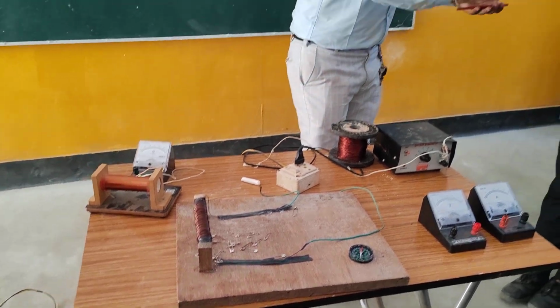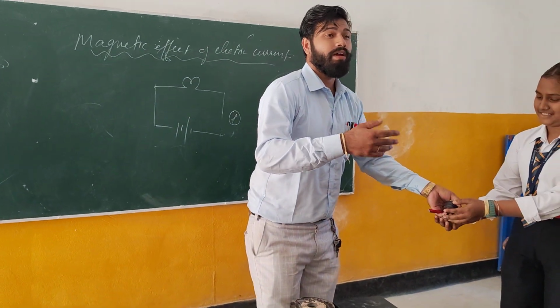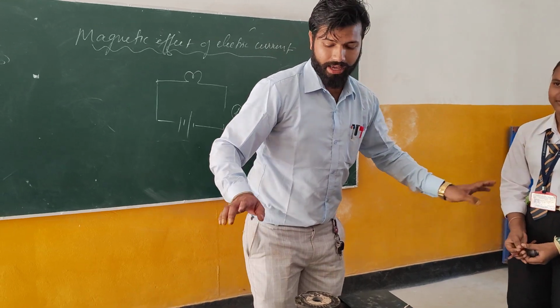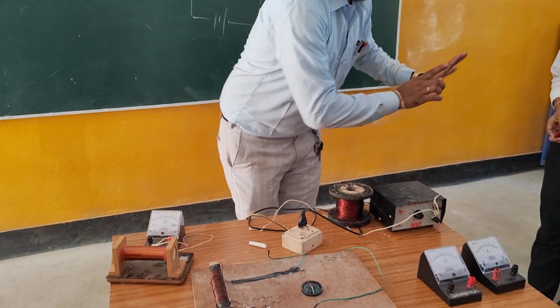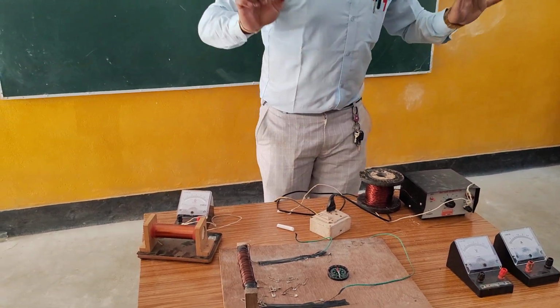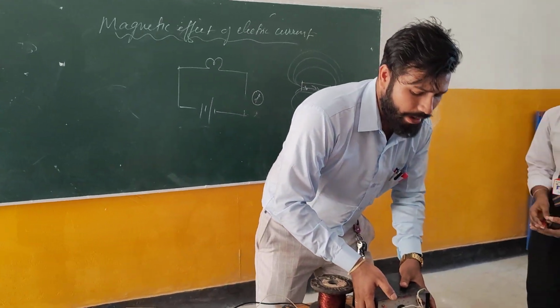Clear? Yes, sir. Okay. The same deflection we can create when we pass current through it. Now guys, see. Now see, with a magnet there is a deflection. Okay. Now what we are going to do is take a battery eliminator.